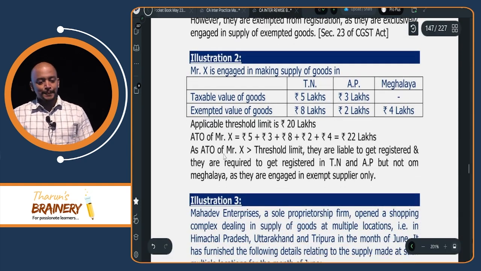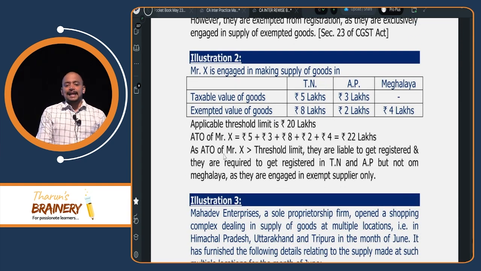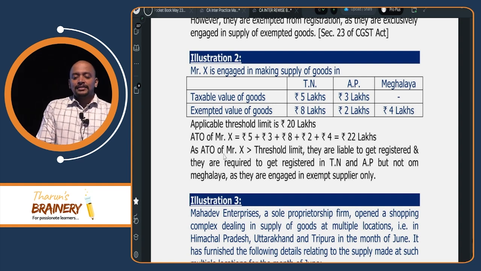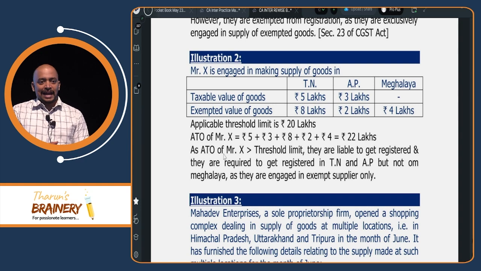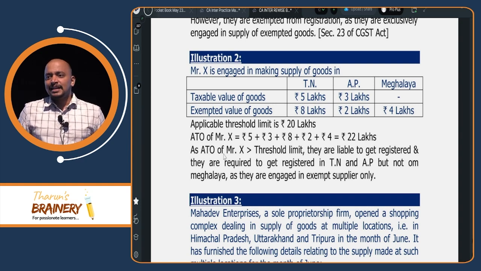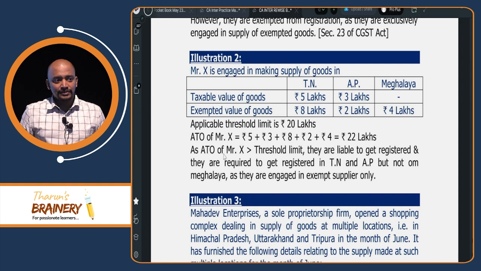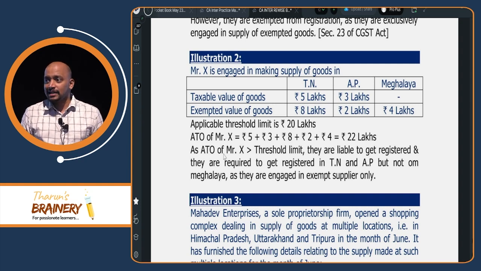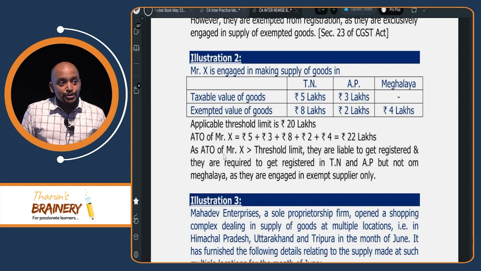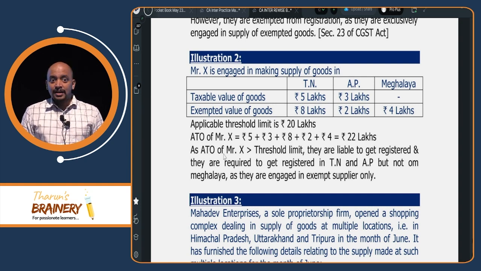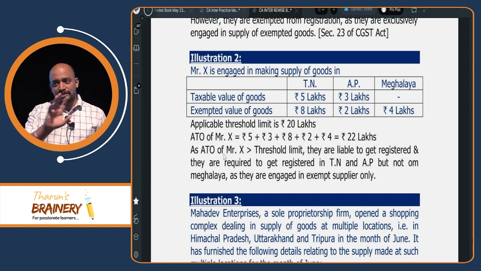Then illustration 2. Mr. X is engaged in making supply of goods in Tamil Nadu, Andhra Pradesh, Meghalaya. Whether one of these states is a special category state? Yes, sir. MMTN: Manipur, Mizoram, Tripura, Nagaland. I know you will definitely get confused about Meghalaya. You will think it is in MMTN. No. MMTN is Manipur, Mizoram, Tripura, Nagaland. Whether one of the states is a special category state? No. So therefore the 10 lakhs limit is not applicable.